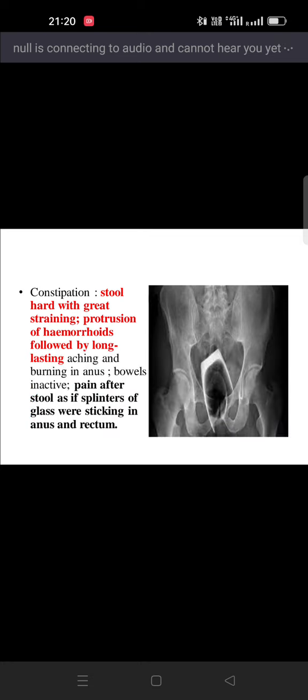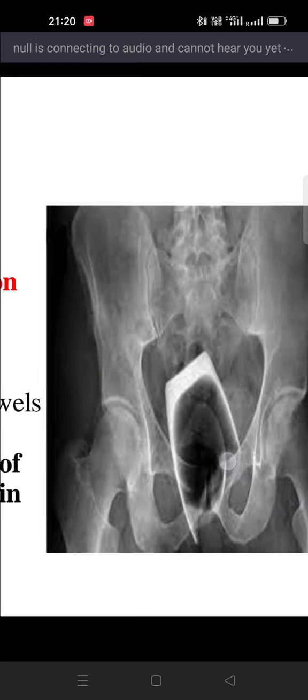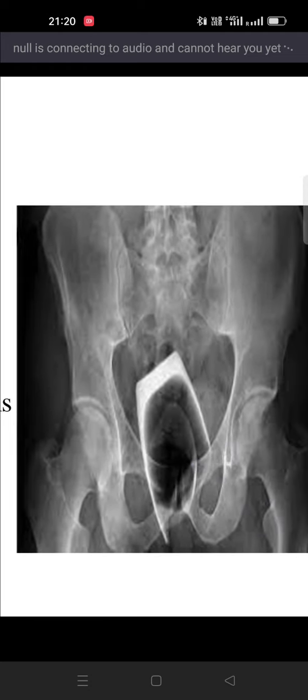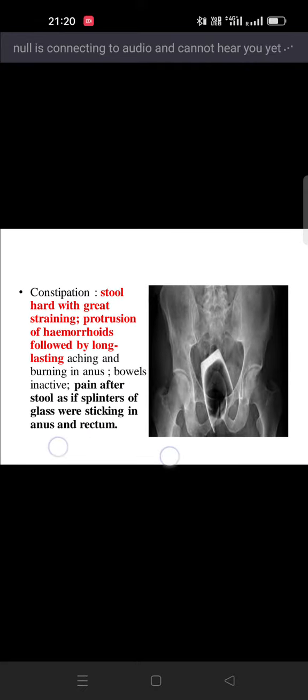And pain after stool as if splinters of glass were sticking into the anus and rectum. मींस जैसे लगता है, you can see in the picture, a glass splinter like pain will be there, or pieces of glass or glass like sensation you will find, as you can see in the picture, especially in the rectum.